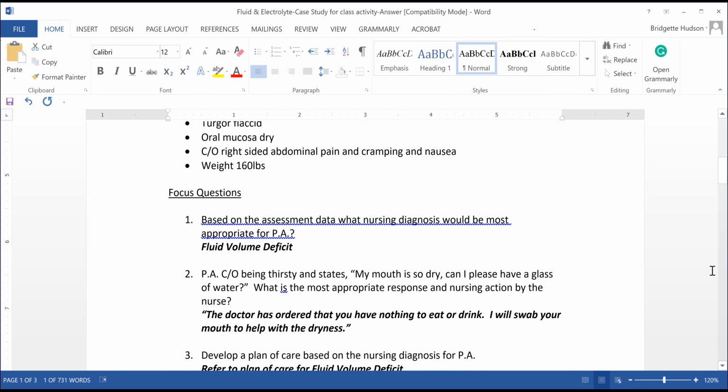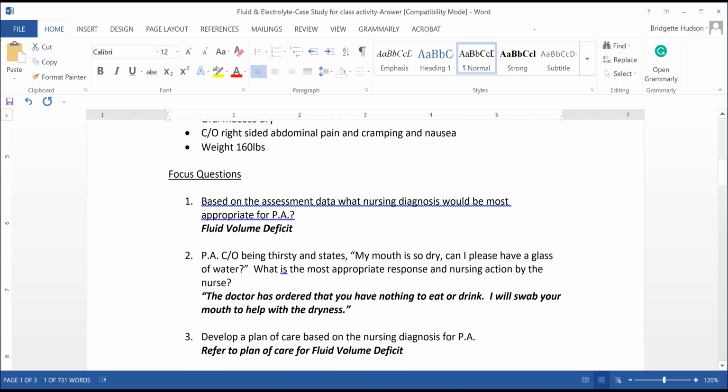All right, so we're going to develop a plan of care based on the nursing diagnosis. So now we're going to look at fluid volume deficit. And so what are some things we're going to utilize?